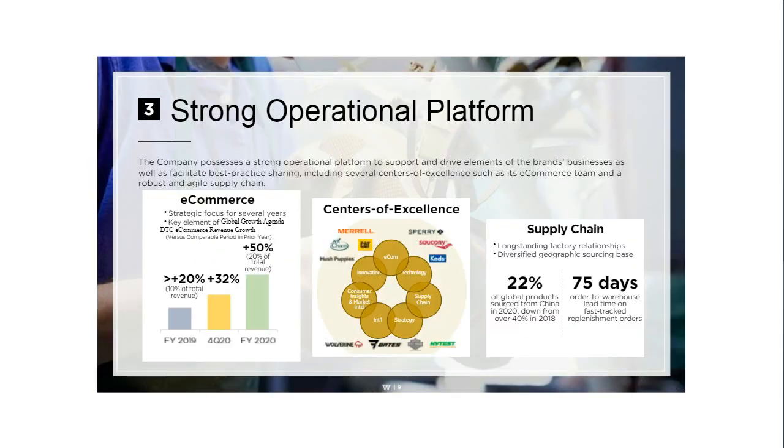At this point, I'll pass it over to Ryan to talk a little bit about our IT centers of excellence and our operational platform, as well as lead into the specifics of our project.